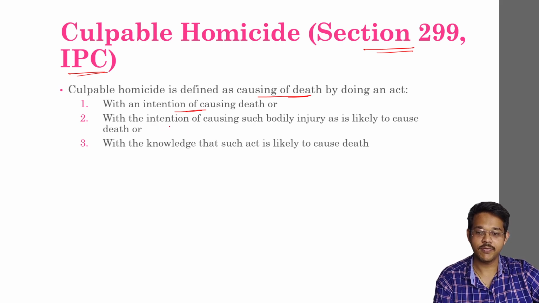The second point tells that it is with the intention of causing such bodily injury as is likely to cause death. So it tells that the person has the intention to cause death, and he knows that certain injuries are likely to cause death, and with the knowledge that such an act is likely to cause death. So the person has intention, he knows the injuries, and also has the knowledge that such injury is likely to cause death, and when he does that it is considered culpable homicide.